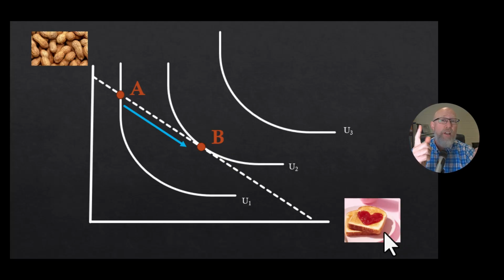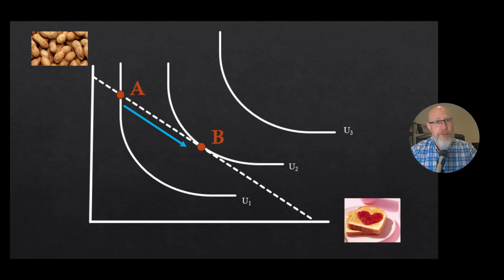But you could climb to a higher position on this mountain of utility by altering the mix of peanut butter and jelly on your sandwich, by having a little less peanut butter, a little bit more jelly, and moving along the budget constraint to point B and reach a higher indifference curve. That's our standard model of preferences and our standard way of finding an optimum consumption bundle.